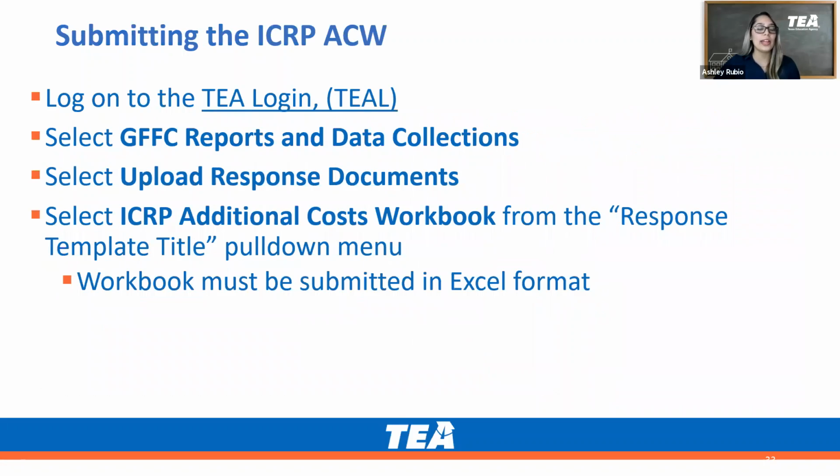Okay, so now we're going to go ahead and move forward and discuss how to submit the ICRP ACW. So first, we'll go ahead and ensure that you're logged on to the TEA login, also known as TEAL. You're going to select GFFC reports and data collections. Select upload response documents. Select the ICRP additional cost workbook from the response template title pull-down menu. Please note that the workbook must be submitted in Excel format.